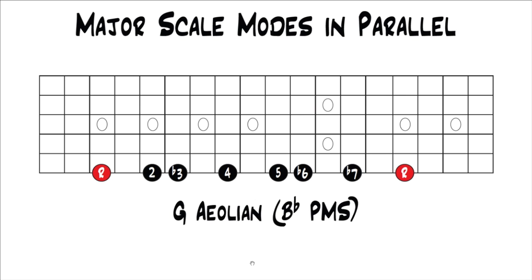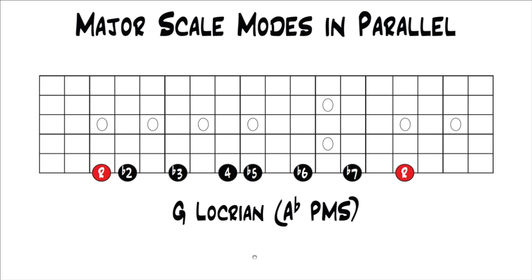So the next mode is Aeolian. That's starting on the sixth note of the major scale. And since we're keeping it in G, that gives us a G Aeolian. And the intervals of Aeolian are root, 2, flat 3, 4, 5, flat 6, flat 7, back to root. G Aeolian's parent major scale is B flat. That's because G is the sixth note of B flat. That's how we know that G Aeolian's parent major scale is B flat.